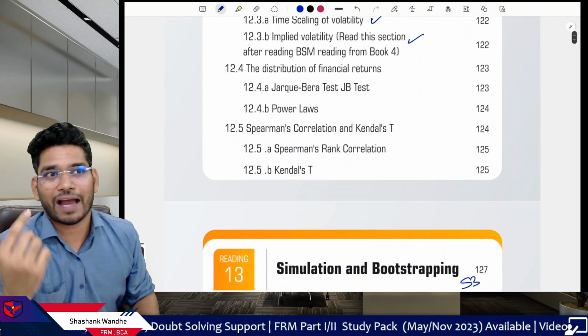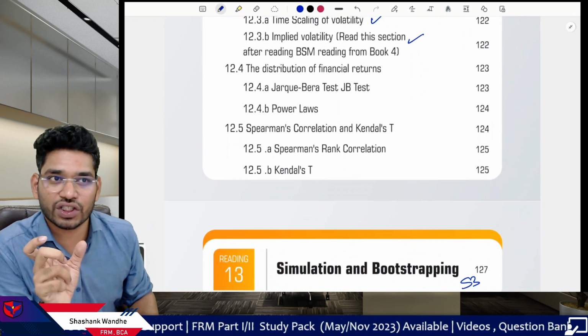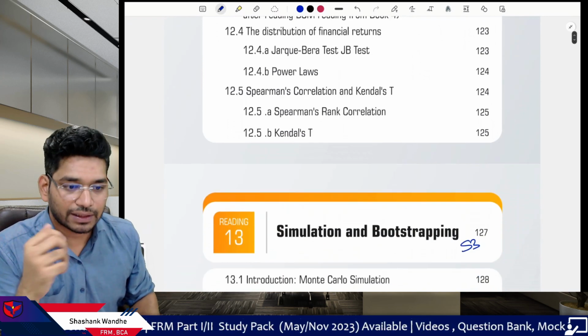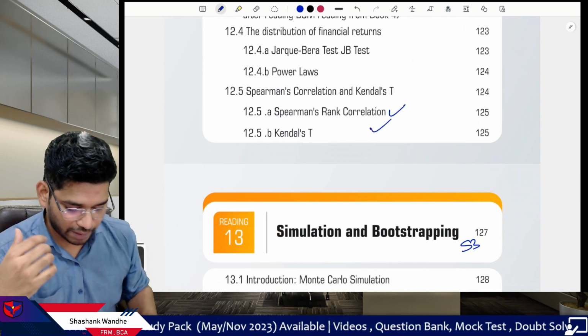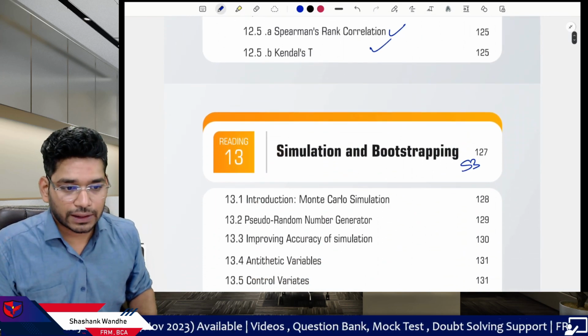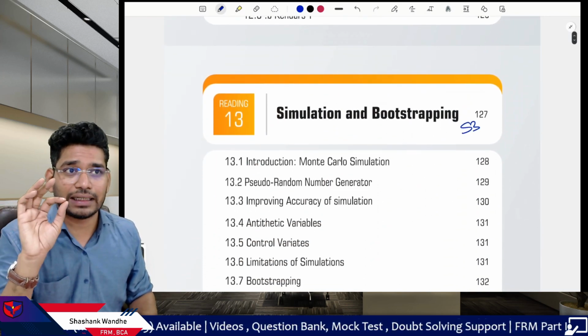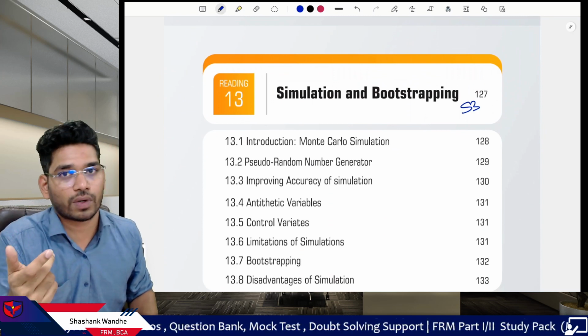Okay, then we have JB test and power laws, not highly testable, but on JB test you can expect 1 question, but not highly testable. Okay, the frequency is low. This is a highly testable area, Spearman's correlation coefficient and Kendall's tau correlation. Now make sure you understand each and every aspect of it, because GARP likes to twist questions on this area.